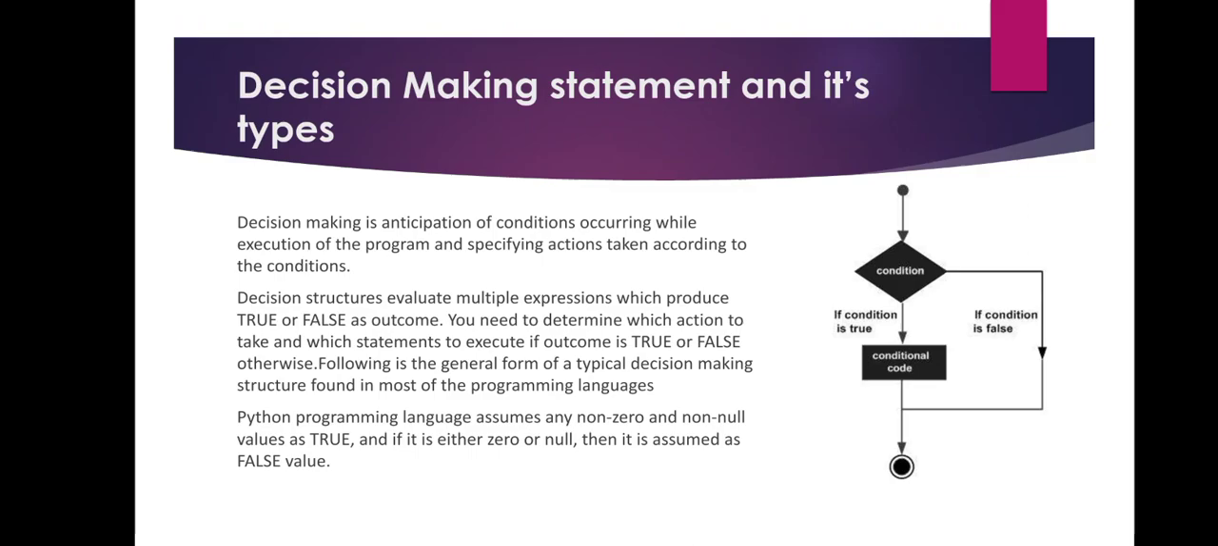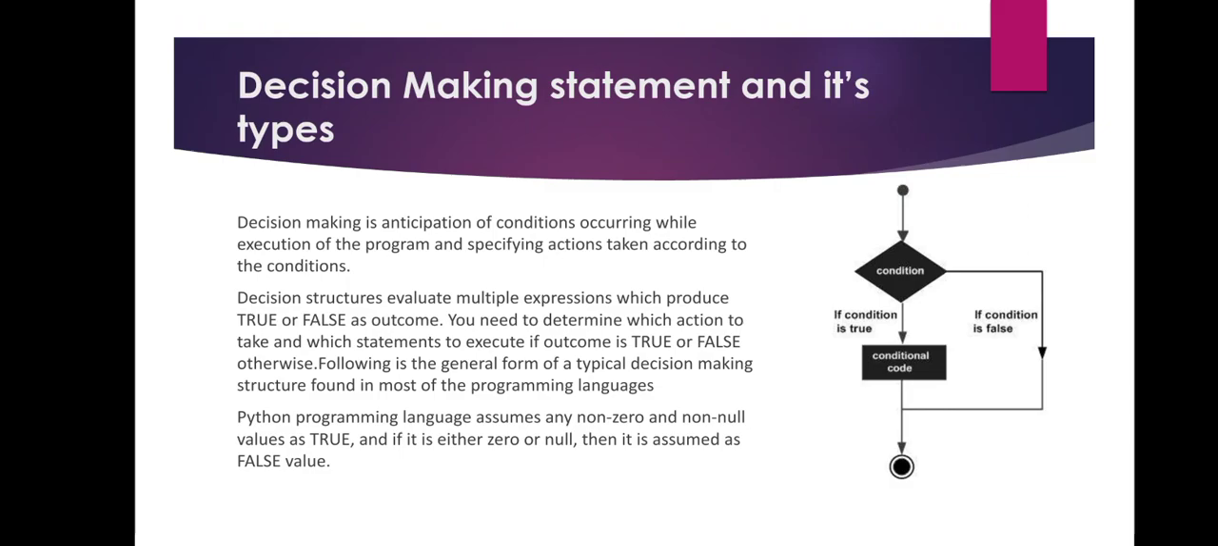Here is the flowchart. Another important point in decision making statements is that any non-zero and non-null value is assumed by the programming language to be true, and if it is either 0 or null, it is assumed to be false. These are the two important points that we have to keep in mind while writing the program. Look at the flowchart of decision making statements to understand it better.